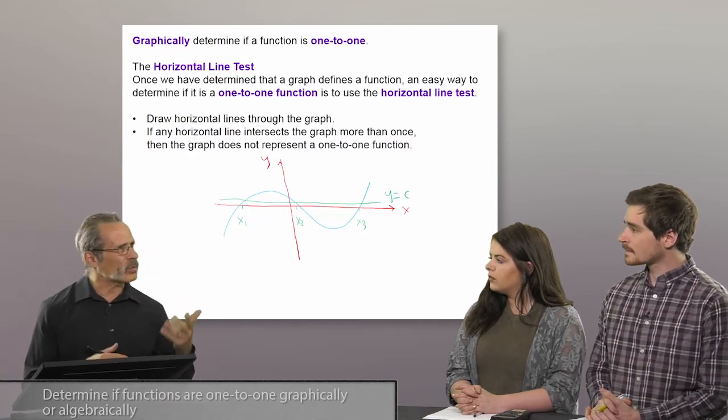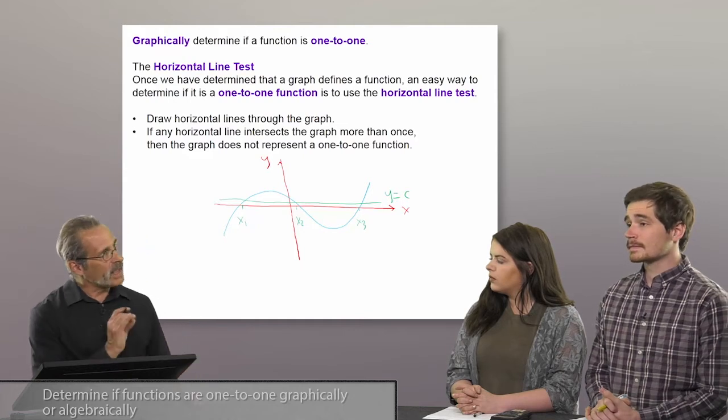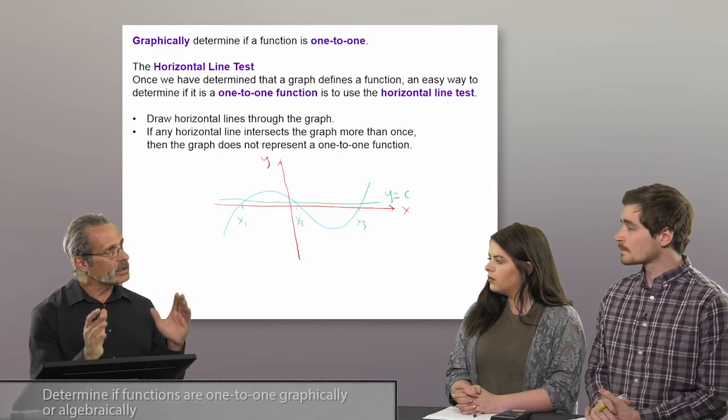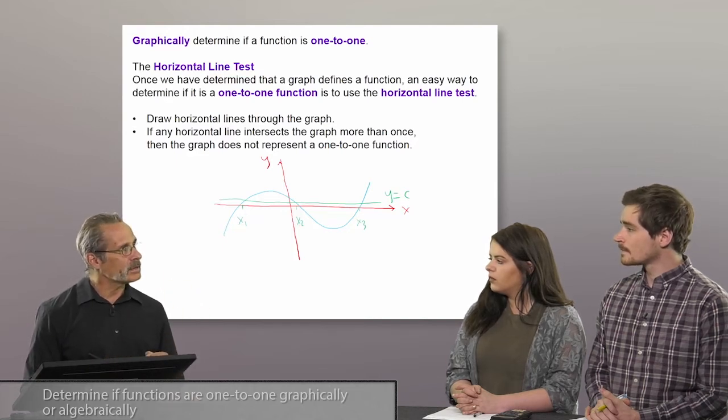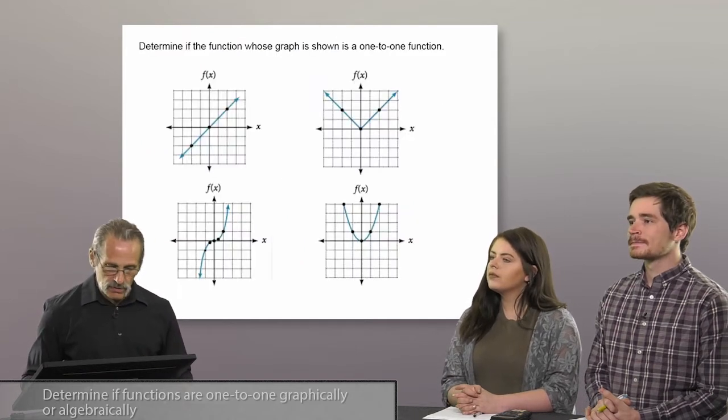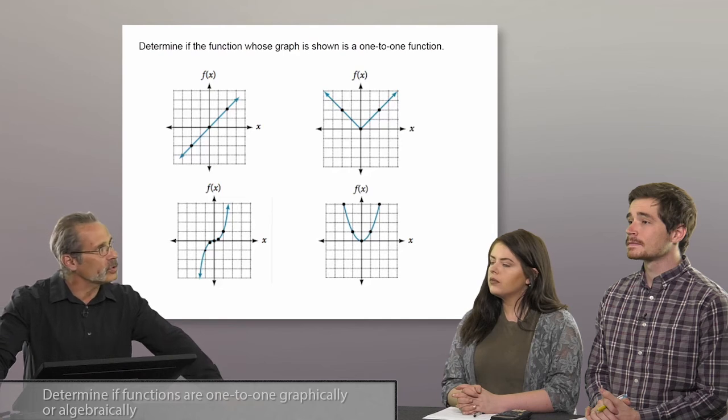That's a lot of words there. What do you need to remember? Well, if any horizontal line hits the graph or intersects the graph in more than one location, then your function's not one-to-one. Let's see if you got it. You know how we can see if you got it? We give you 4 quick problems to do.